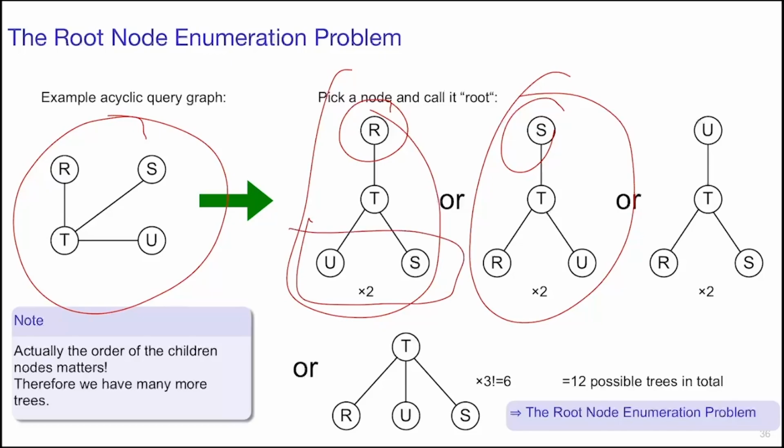Except here, in the order, I have two different orders. So whenever a node has more than one child, you can always create a different tree like that, recursively. So that's a huge number of trees you generate. Actually here it's 12 possible trees just for this simple graph.